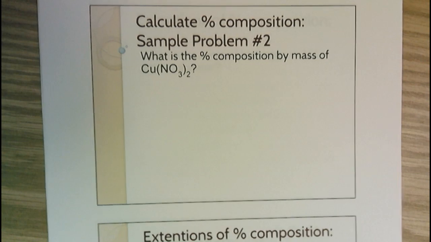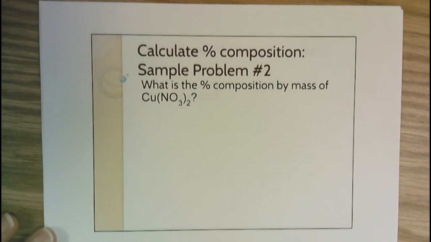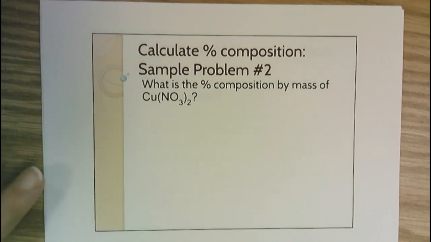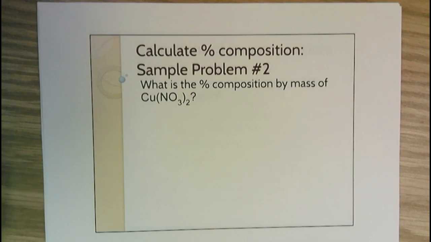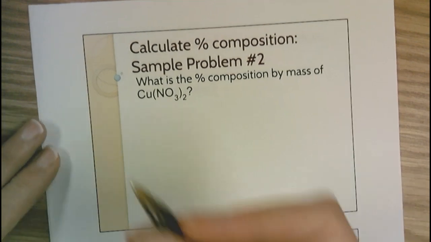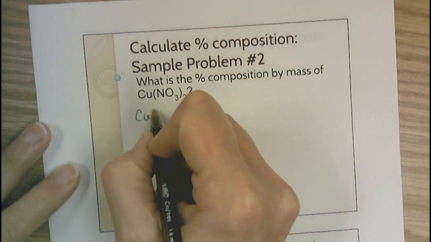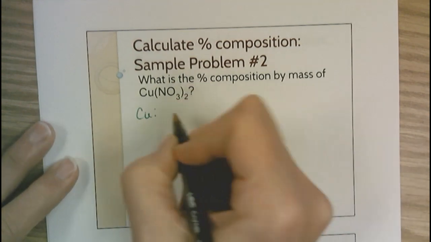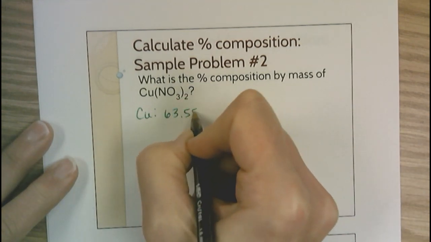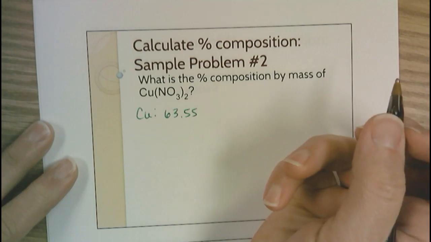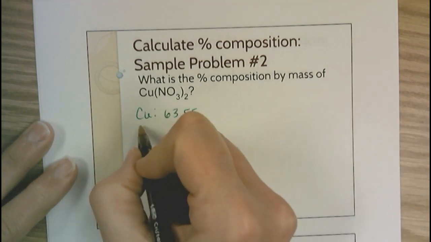So let's do another one. You can pause the video and try this on your own and then come back and check to see if you got the right answer. So what is the percent composition by mass of copper 2 nitrate? Okay, so what we're going to do is look at each individual element in the compound. So copper has a molar mass of 63.55 grams per mole.